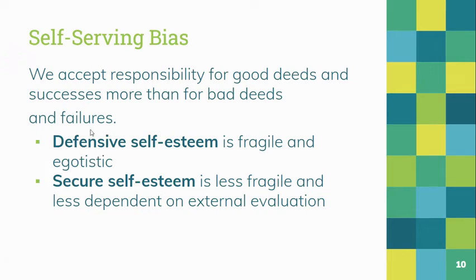If you have what is called defensive self-esteem, that kind of esteem is fragile and egotistic, meaning, I have these very positive feelings about myself, but I won't listen to criticism. Anybody that offers something that's outside of my views of myself, I just reject and don't even hear. That's different than having a secure self-esteem that's less dependent on external evaluation.